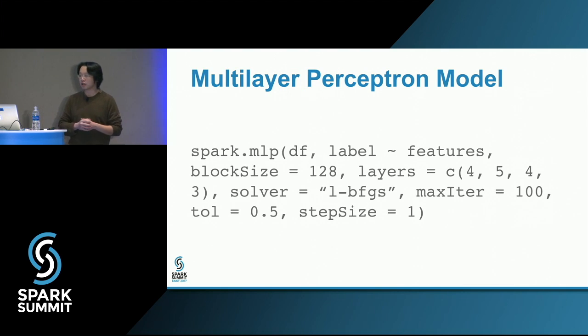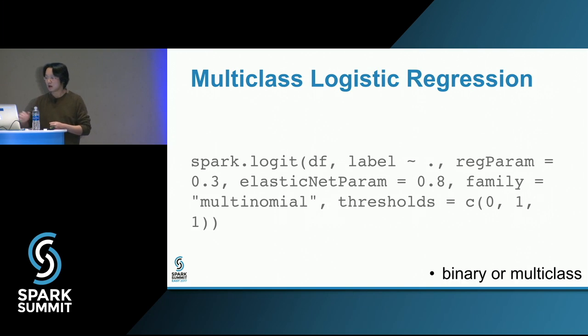Another example here is Multilayer Perceptron. You can see here the layers and the number of nodes in the hidden layer you can specify using a vector, which is very handy. And then we have multi-class logistic regression. Here we have multi-class logistic regression that is similar to what you get from GLMNet in native R.